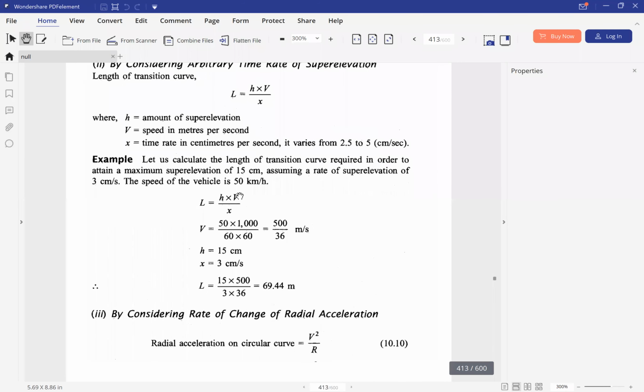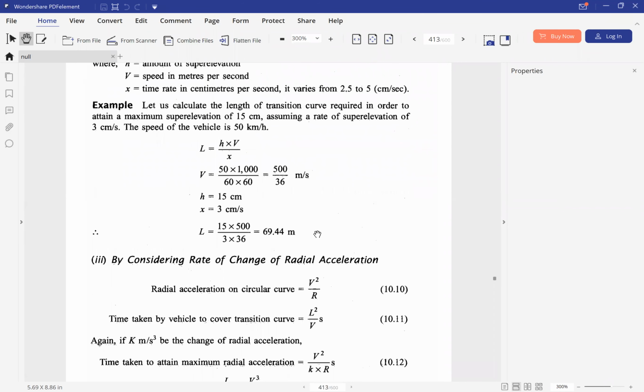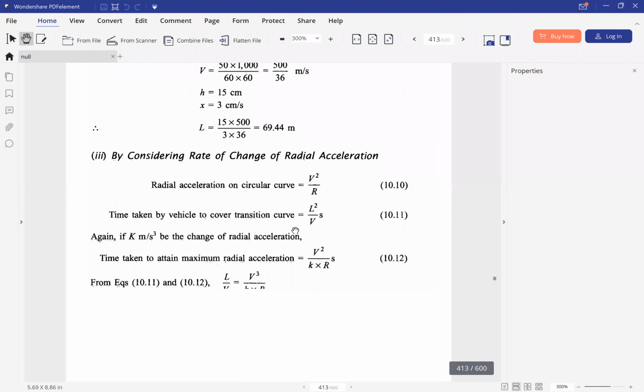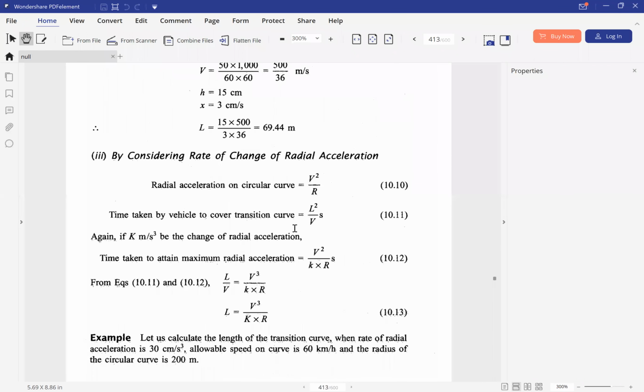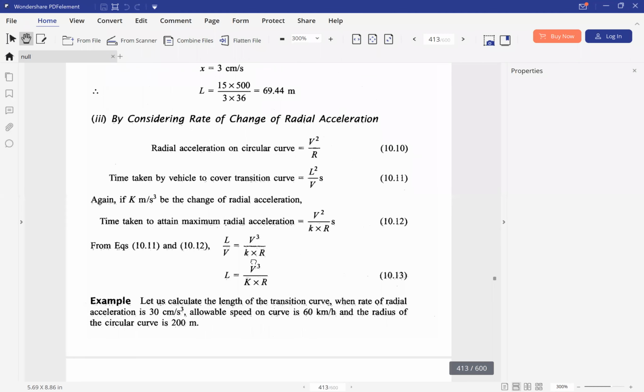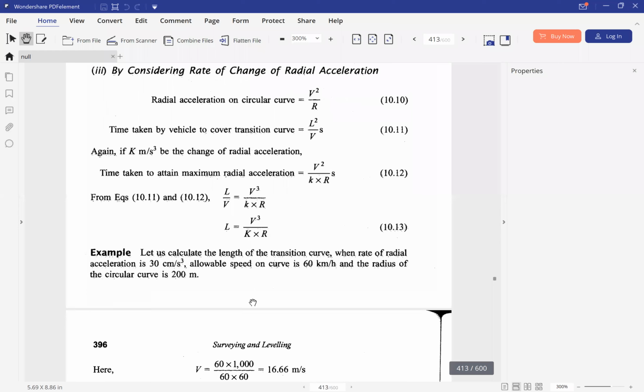The third is by considering the rate of radial acceleration. And for that, the relationship is L is equal to V cube over KR, where K is the rate of change of radial acceleration, and it has to be in meter per cubic seconds. And then there is one example for this as well.